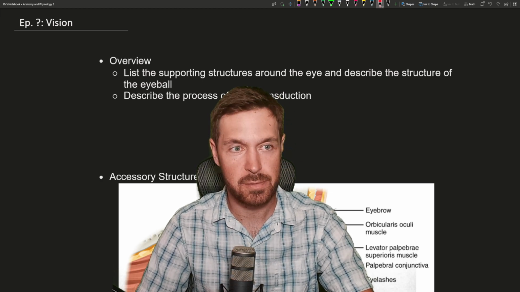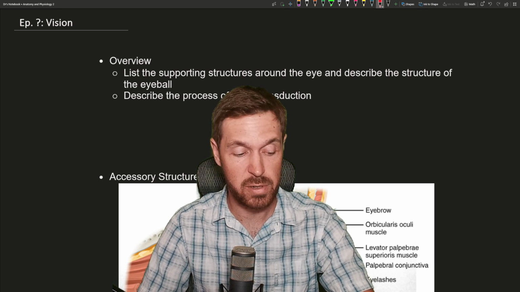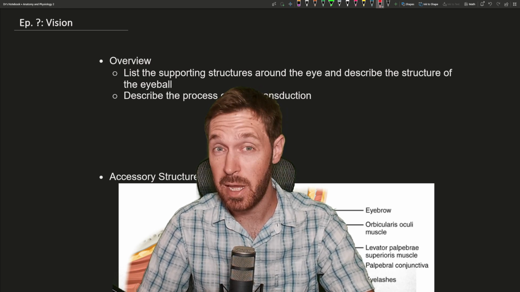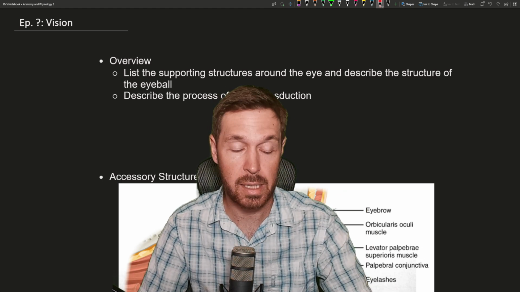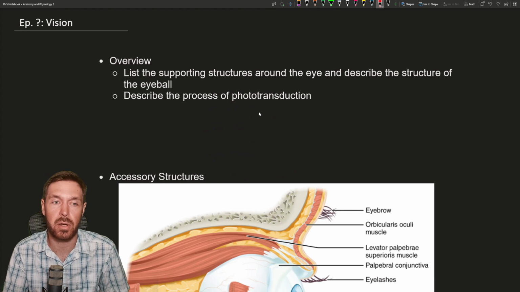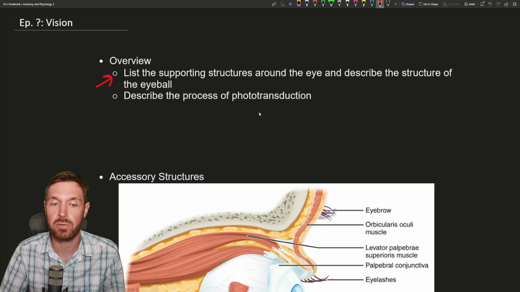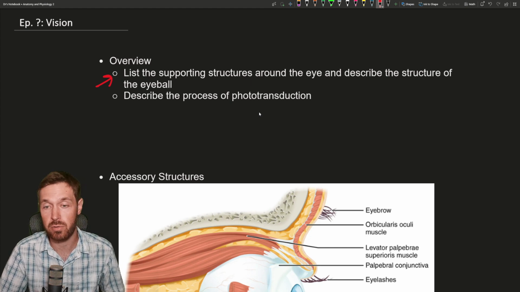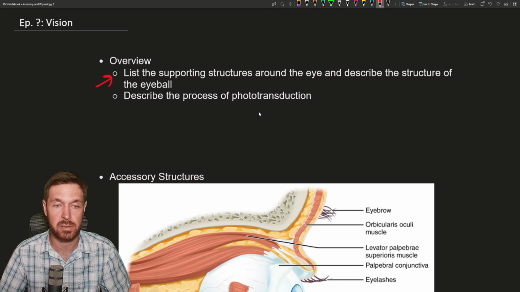So today in this video we're going to be going over how vision works. Vision is very intricate and it gets very complex, but hopefully I can give you a general idea today of how it works. So what we're going to go over first, an overview, we're going to look at the supporting structures around the eye and describe the structure of the eyeball. Your eye moves around in a lot of different directions. So how does that work? We've got a bunch of muscles around there and a bunch of associated glands and protective features as well.